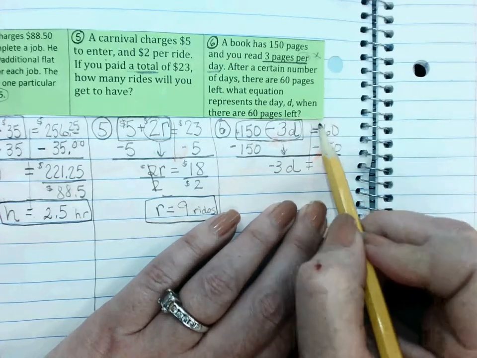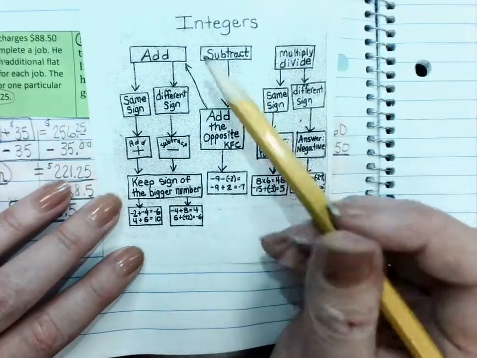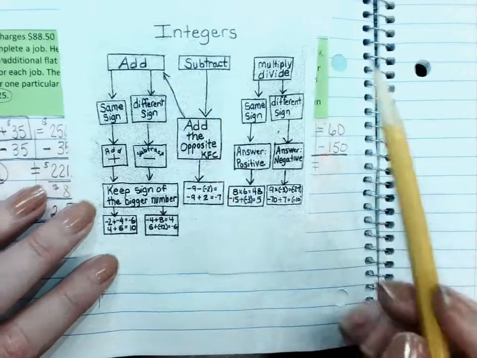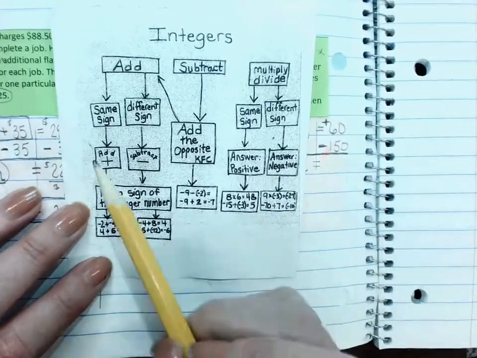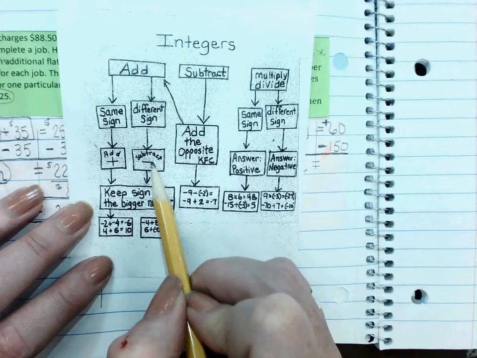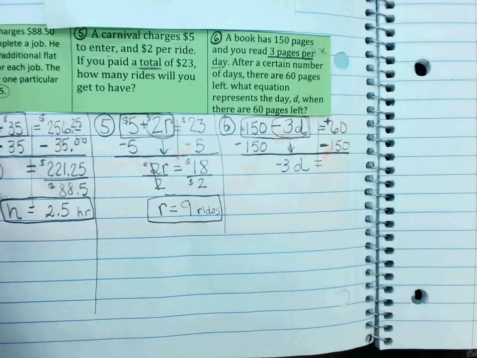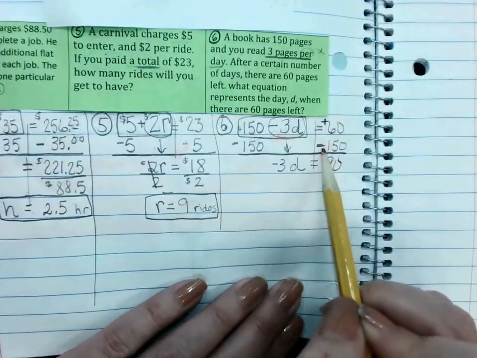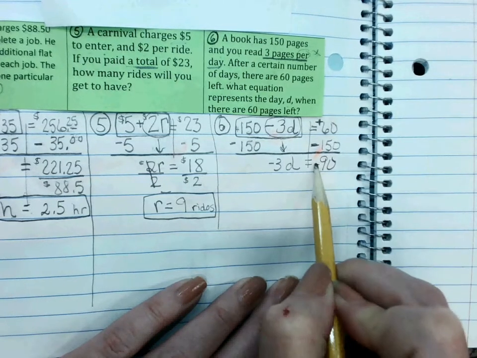Here, signs are different. This is a positive 60 and a negative 150. So if you're still using your integer cheat card, you would look here and say, when I'm adding and I have different signs, I have a negative 150 or a minus 150 and a positive 60. So my signs are different. I need to subtract my numbers and keep the sign of the bigger number. So 150 minus 60 is 90. Be sure you remember to keep the sign of the bigger number. There were more negatives, so my answer is negative.